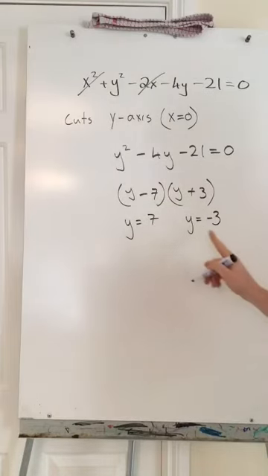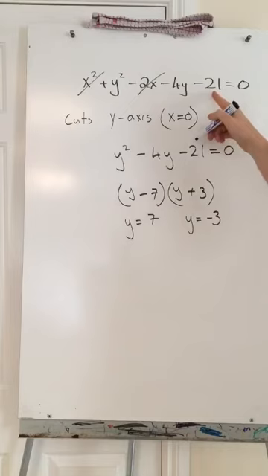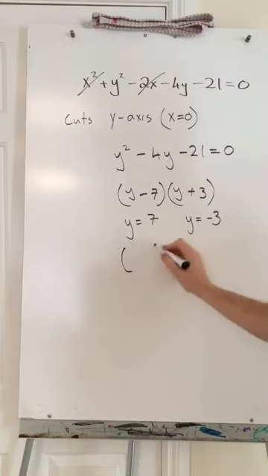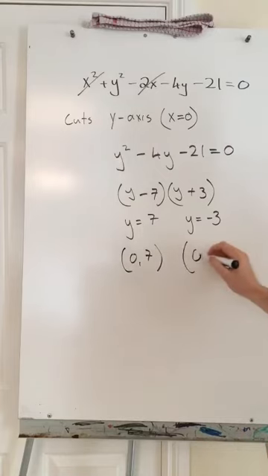So these are the two places where this circle here cuts the y-axis. And just to be correct about it, that would technically be the coordinate (0, 7), and this would technically be the coordinate (0, minus 3).